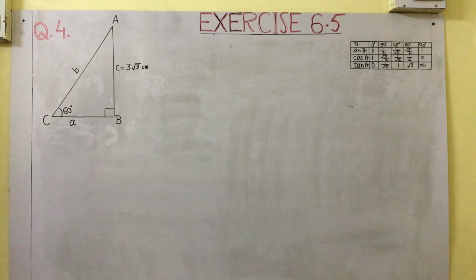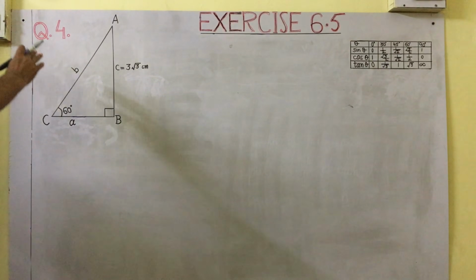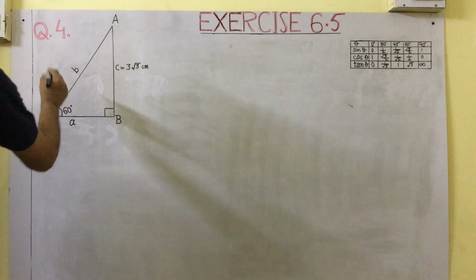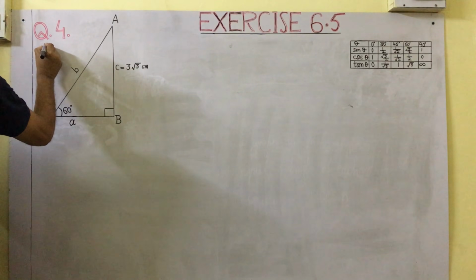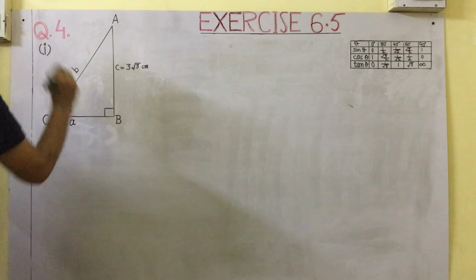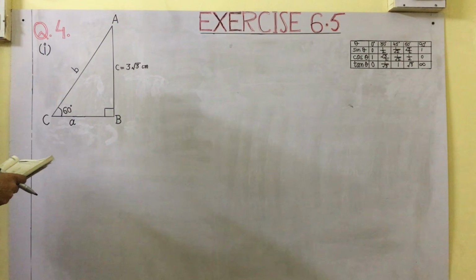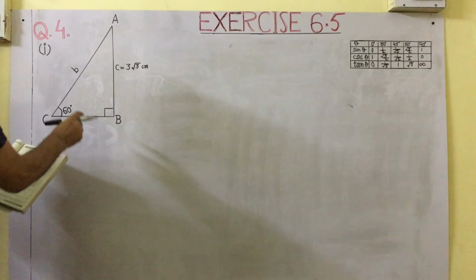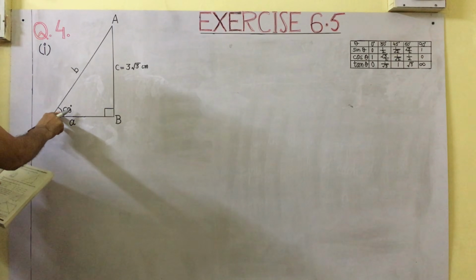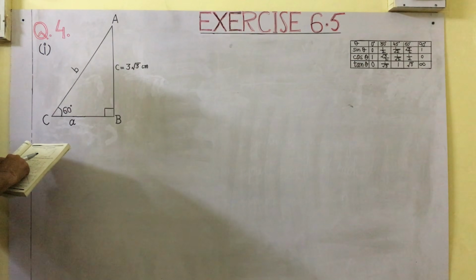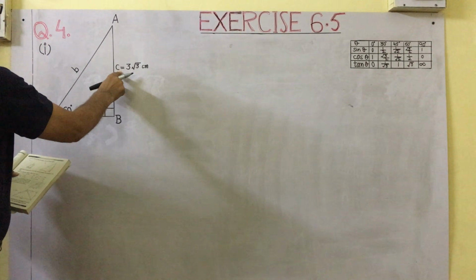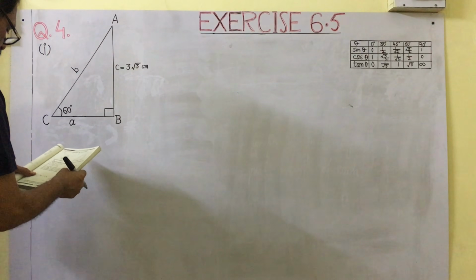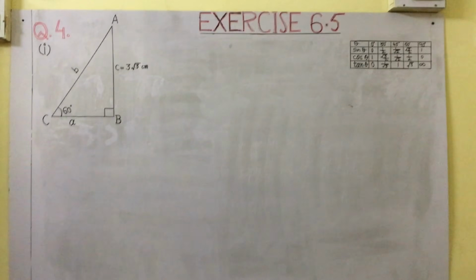Today we are going to solve question 4, exercise 6.5. This is part 1. Measurement of angle B is 90 degrees. Measurement of angle C is 60 degrees. And side c is equal to 3 into square root of 3 centimeters.